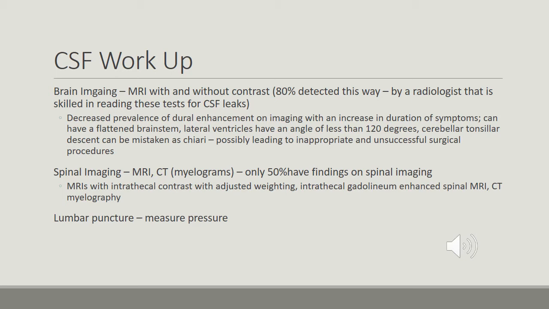So spinal imaging, MRI and CT myelograms, only about 50% have findings on this spinal imaging. MRIs with intrathecal contrast, with adjusted weighting, is just the type of test that would be ordered. And then the intrathecal gadolinium enhanced spinal MRI, and CT myelography are all ways that you can potentially pick up the CSF leak. Lumbar puncture, measuring the pressure to see what the pressures are in the spine as well, is another way that they can see if there's anything going on with the cerebrospinal fluid.